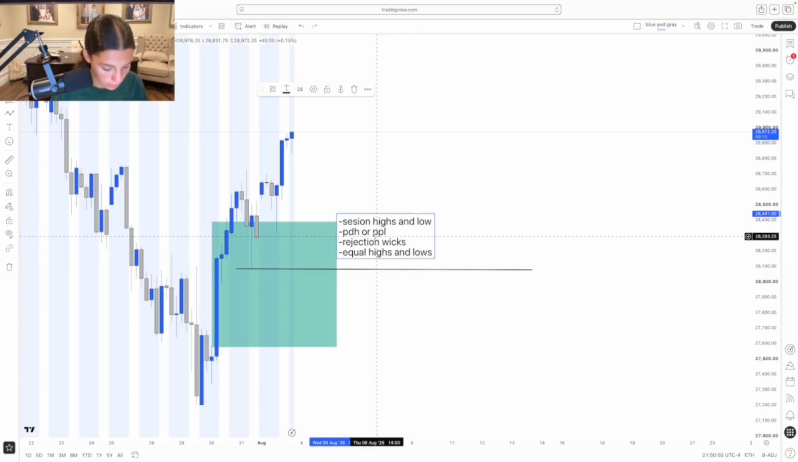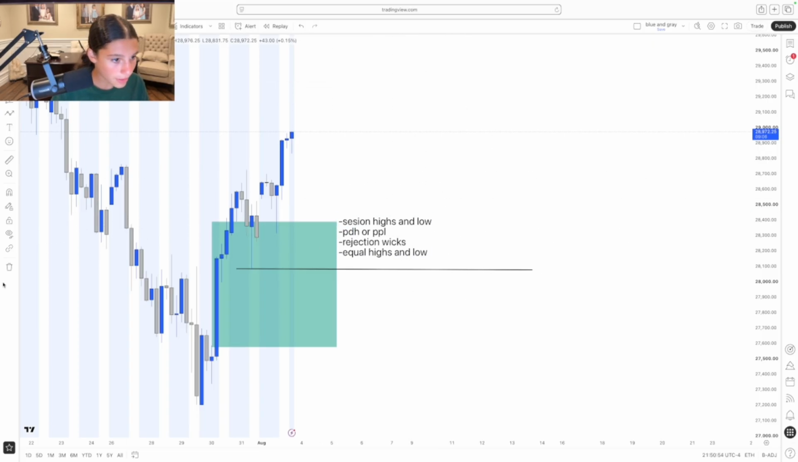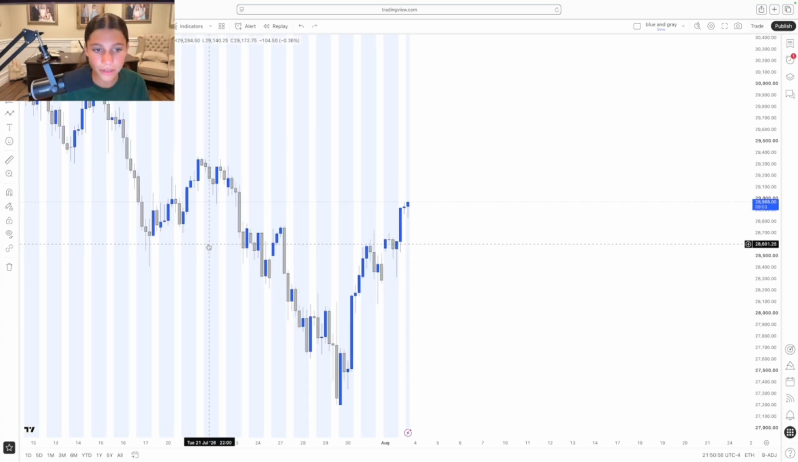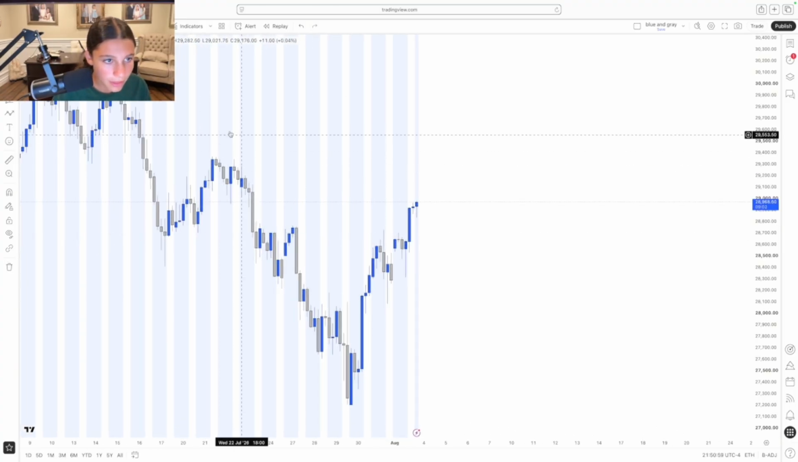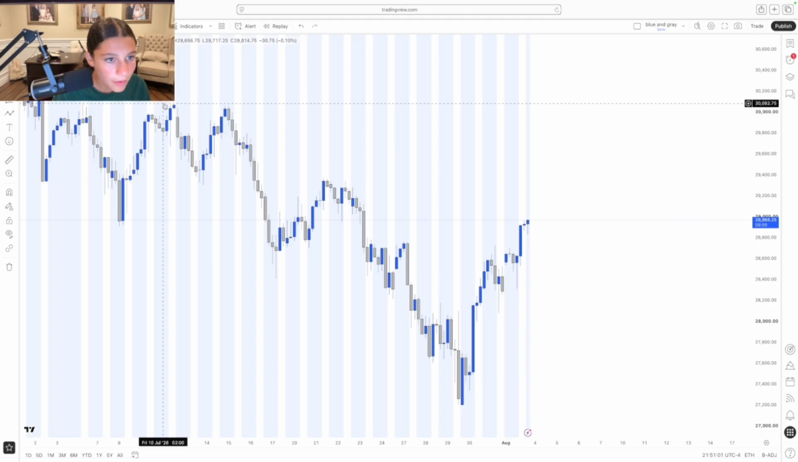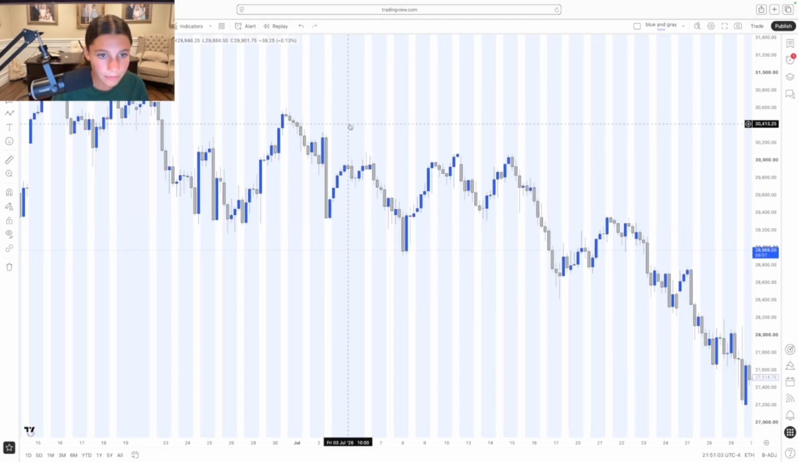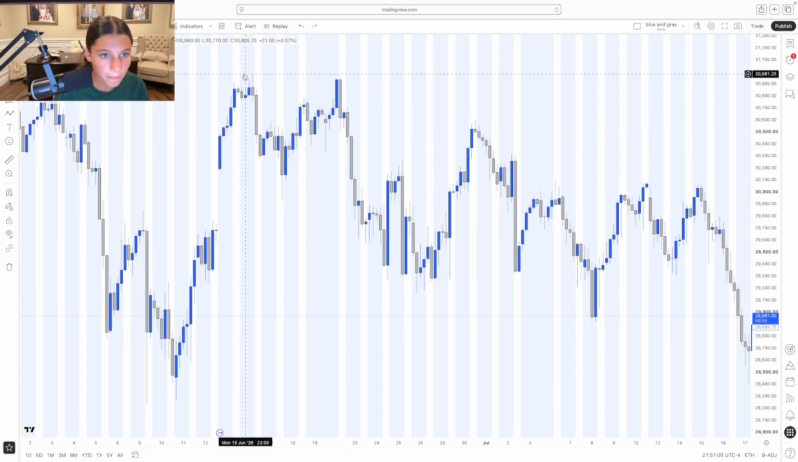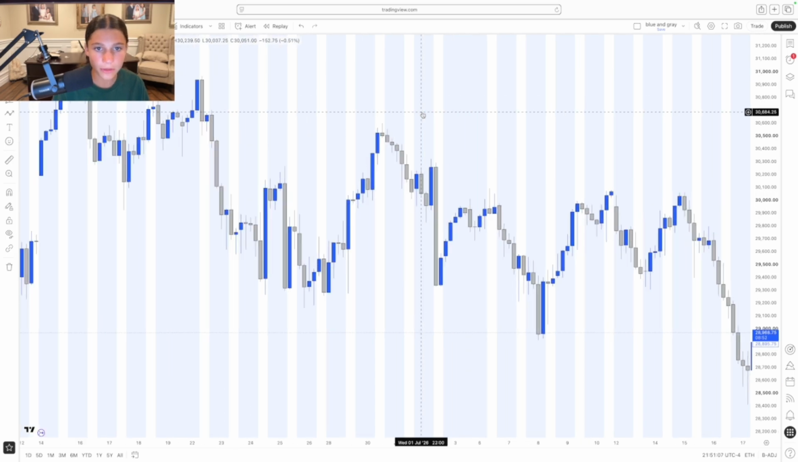And then equal highs and equal lows. I think you kind of just saw that, but obviously this is a little bit easier to find than a rejection wick. Usually, I don't really trade rejection wicks, but a lot of people do, and I feel the need to show you. No, that's one. This is one right here.